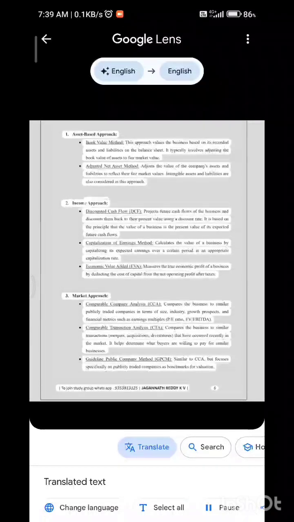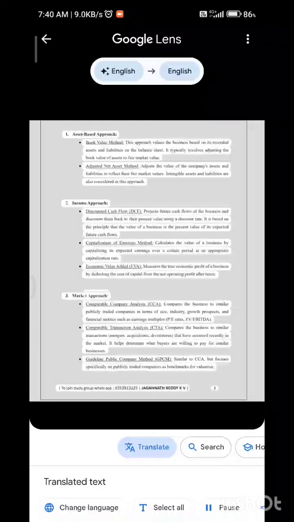2. Income approach. Discounted cash flow, DCF, projects future cash flows of the business and discounts them back to their present value using a discount rate. It is based on the principle that the value of a business is the present value of its expected future cash flows. Capitalization of earnings method. Calculates the value of a business by capitalizing its expected earnings over a certain period at an appropriate capitalization rate. Economic value added, EVA, measures the true economic profit of a business by deducting the cost of capital from the net operating profit after taxes.